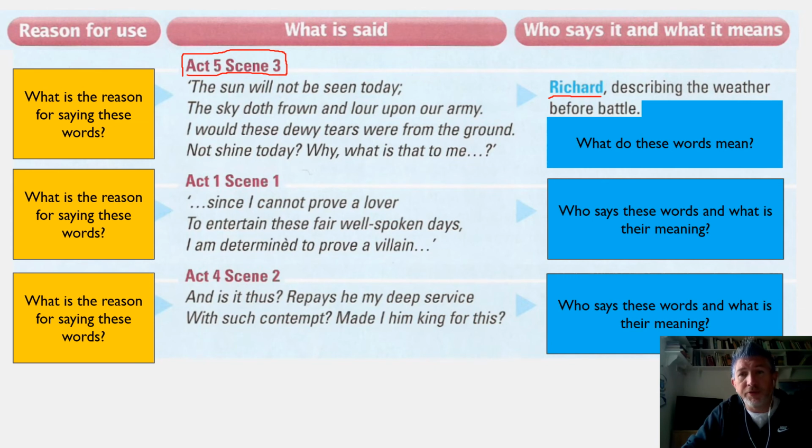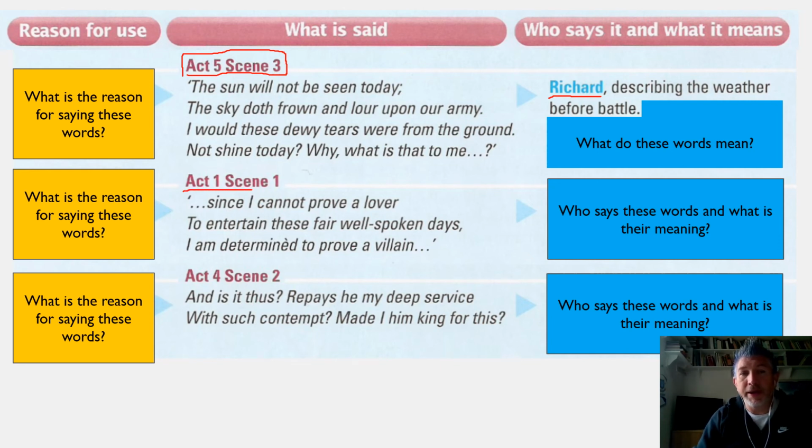So your first job is really to explain what these words mean. As he describes the weather, what type of weather is he describing? And then what's the reason for things? What's the motive? What's the thought process behind these words? What's going on in his head when he says these words?